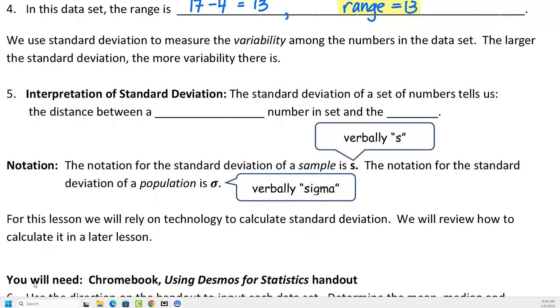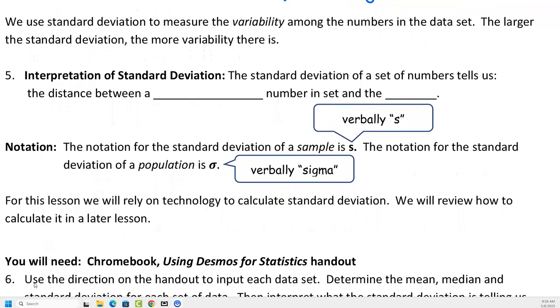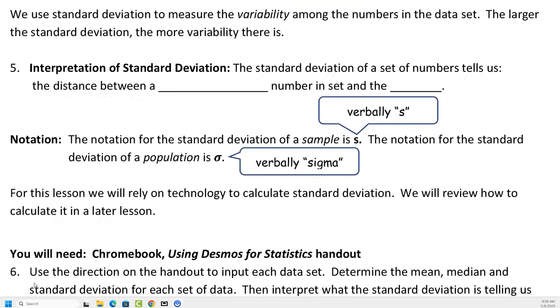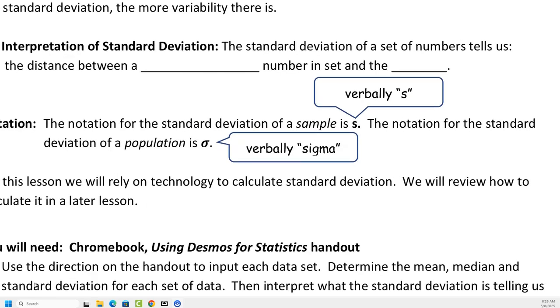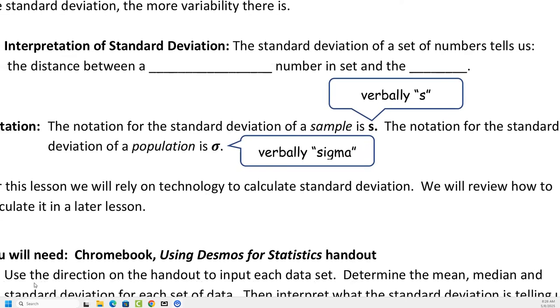Okay, so the mean, sorry to say that. So for number 5, it says interpretation of the standard deviation. So it says here, the standard deviation of a set of numbers tells us the distance between a typical number. So I'm going to write typical here. Okay, in the set and the mean. So it's between any typical number in the set and the mean.